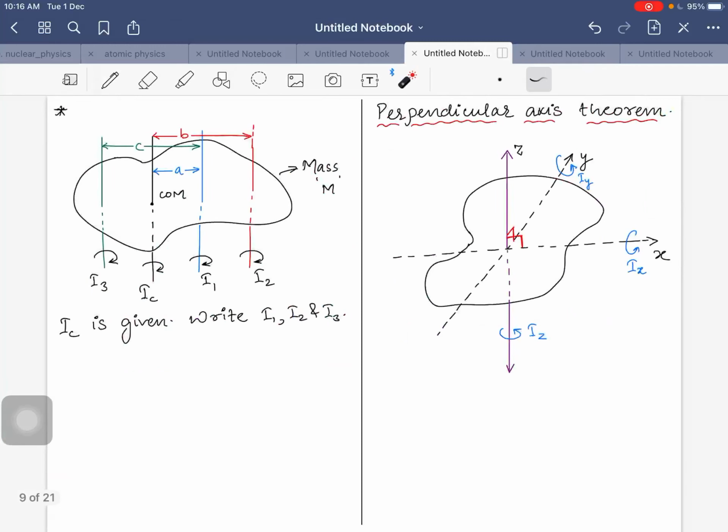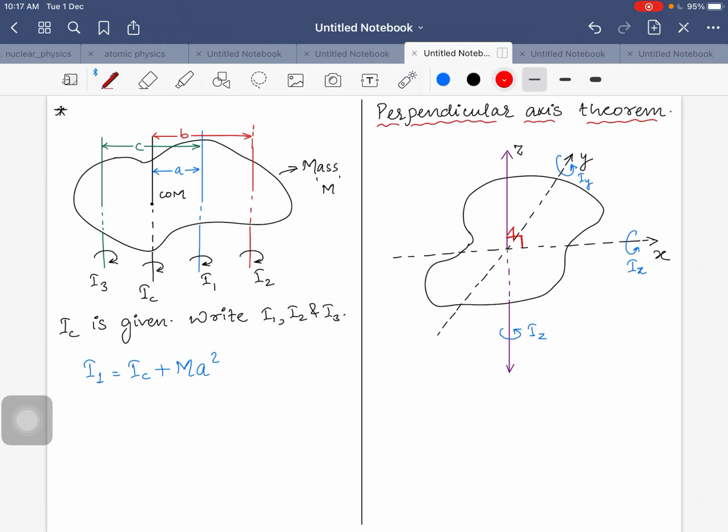Okay. Now suppose it is a kind of example that I will take. Like suppose about center of mass, it is given IC. If the body will rotate about center of mass, the moment of inertia will be IC. And these axes are parallel to this ICM. I1, I2, I3, we need to write, the mass of the body is m. Okay, so simple. I1, if I write I1, so first ICM, that is IC plus m into. Now what is the distance between IC and I1? It is given a. So m into a square.